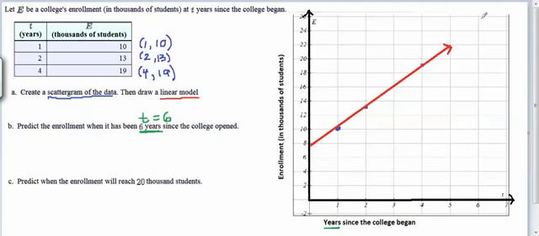And this is a good example of why you always want to make your line go as far as you possibly can to fill up your graph, because you might need it further. So let's go ahead and extend that line we had.